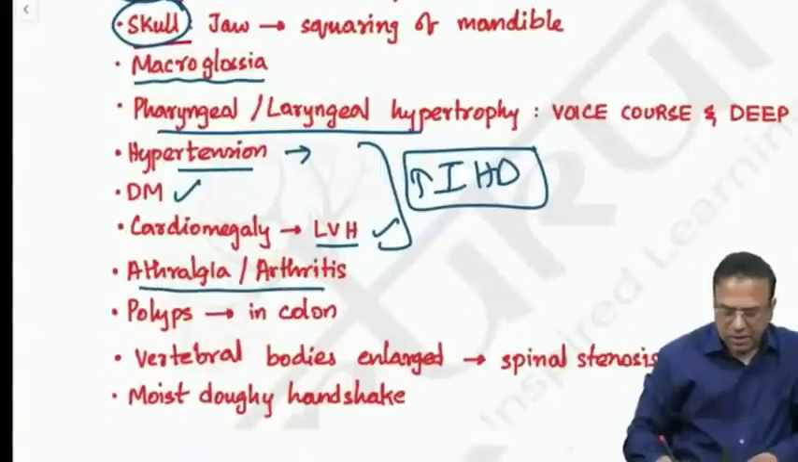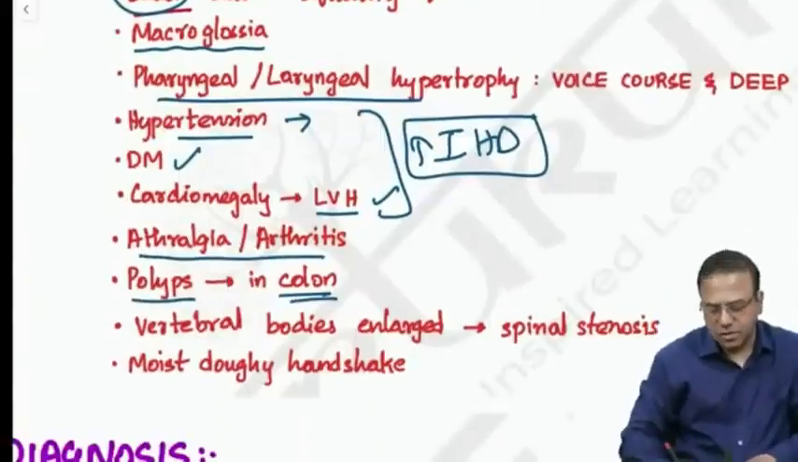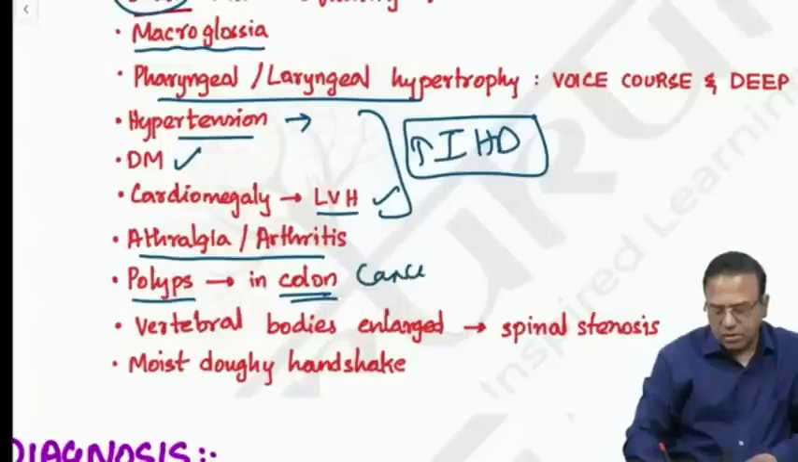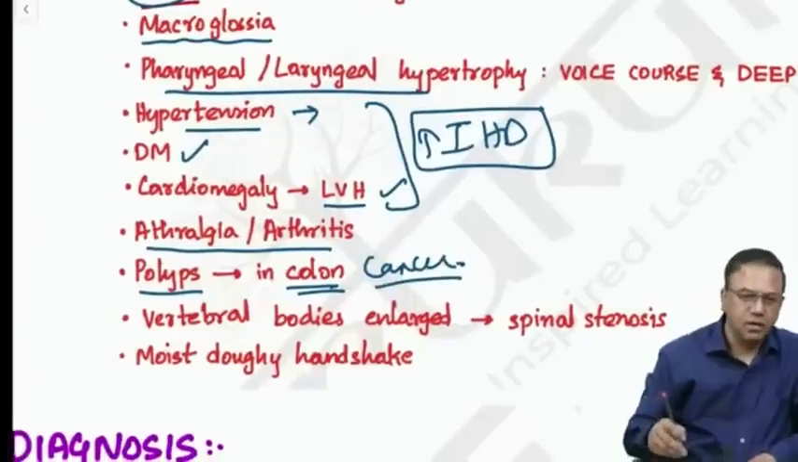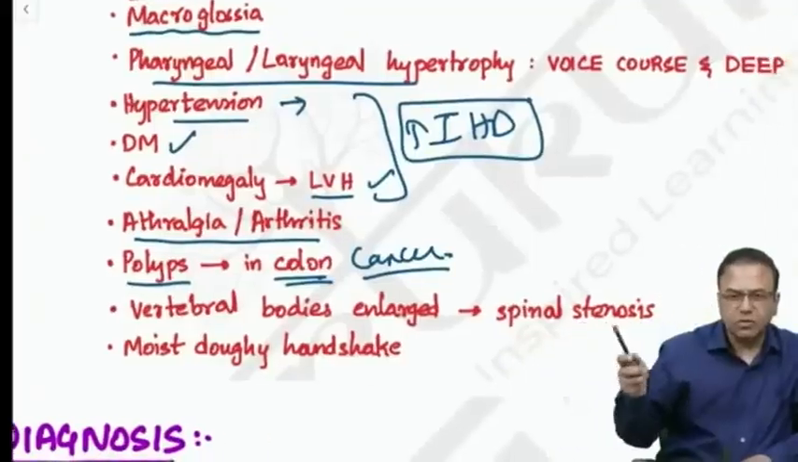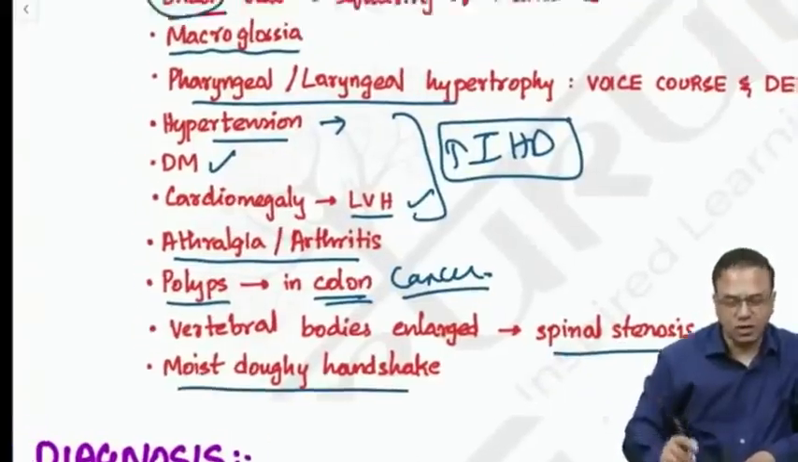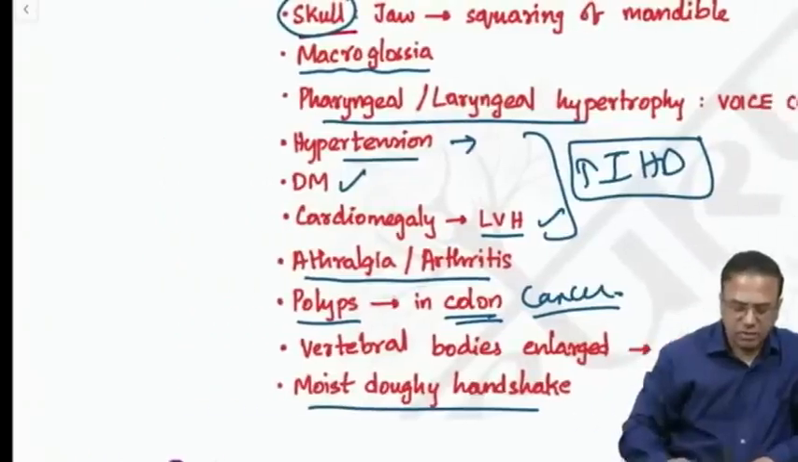Arthralgia can occur, arthritis can occur. Then you have polyps. This patient is at high risk of colon cancer. Now this colon cancer in India, the risk is not much, because of the kind of diet that we have, but it is one of the top killers in the US. Vertebral bodies also become large, so spinal stenosis can occur. Okay, and don't forget I told you moist doughy handshake. So all these are features that occur in patients with acromegaly.